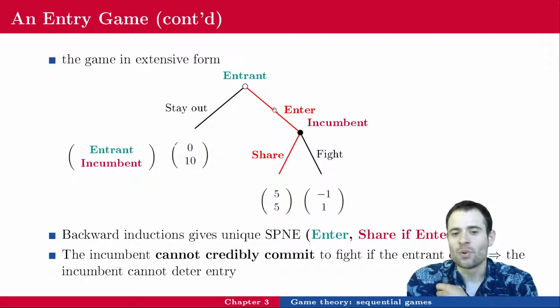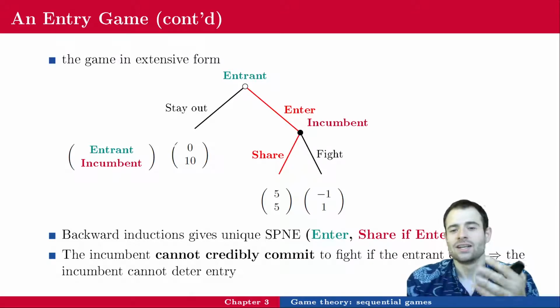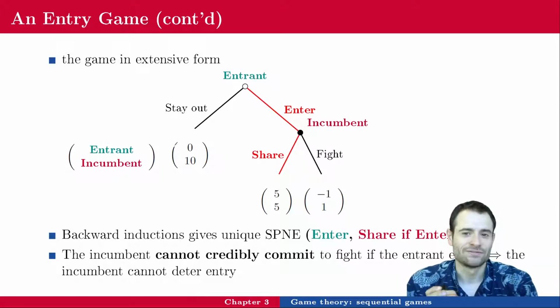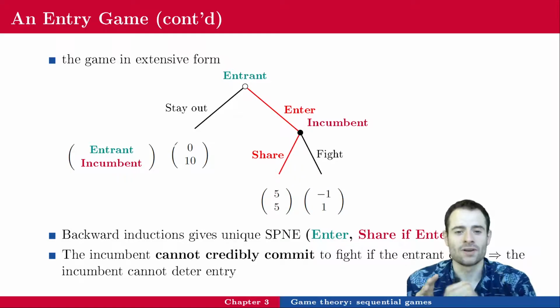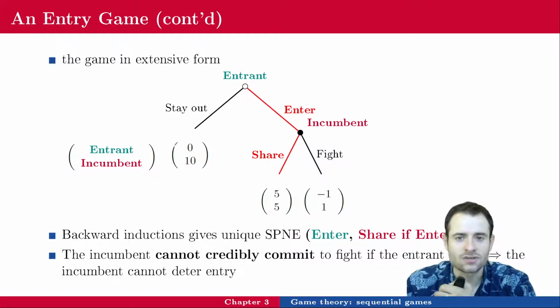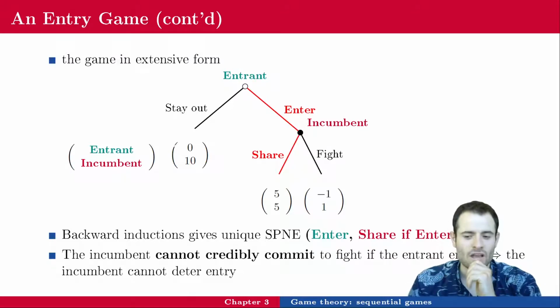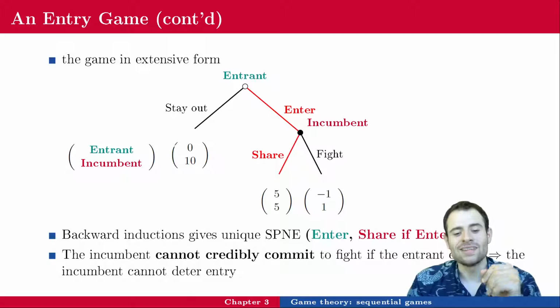So the entrant can impose his decision on the incumbent in spite of the threat. Because the threat is not credible. Once the entrant is in, the incumbent doesn't want to fight anymore. He can only say that before the entrant gets in. Once he's in, let's share. It's better profit to share. So here, the incumbent cannot deter entry. He cannot prevent the entrant from entering. He is stuck.